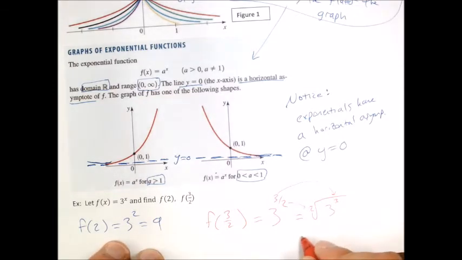And we can't do too much with it. We can just write this as the square root of 27 if we want. And that would be as far as we can go, right? Square root of 27 is not a perfect square. So that's as far as we can go. Okay, that's good.